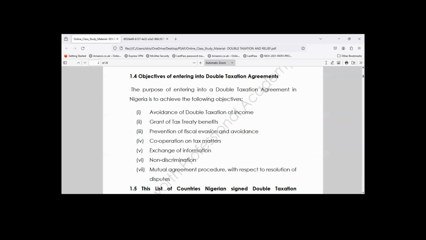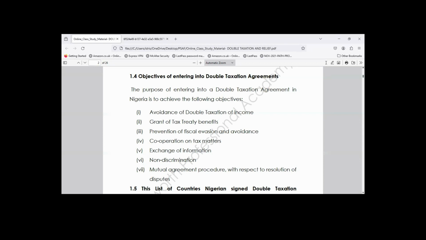From the objective, a good student can get the benefit. From the objective, you can get the benefit if you know what you are doing. Don't say the lecturer did not teach us benefits. If I want to change this one to benefit, it reduces double taxation of income. It's a benefit. I've changed this number one to benefit. It prevents fiscal evasion and avoidance. It enables exchange of information among different countries. It's a benefit.